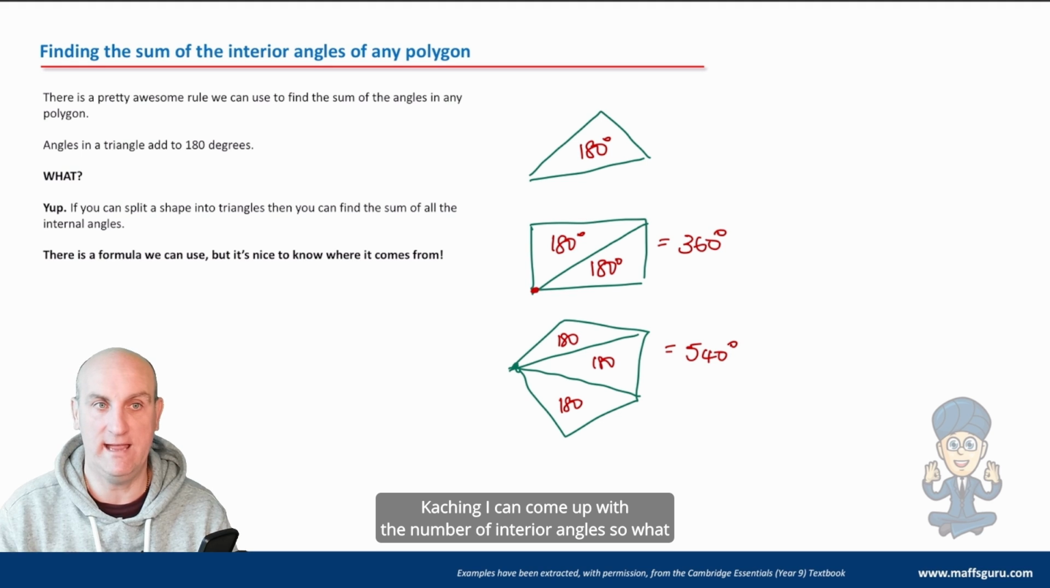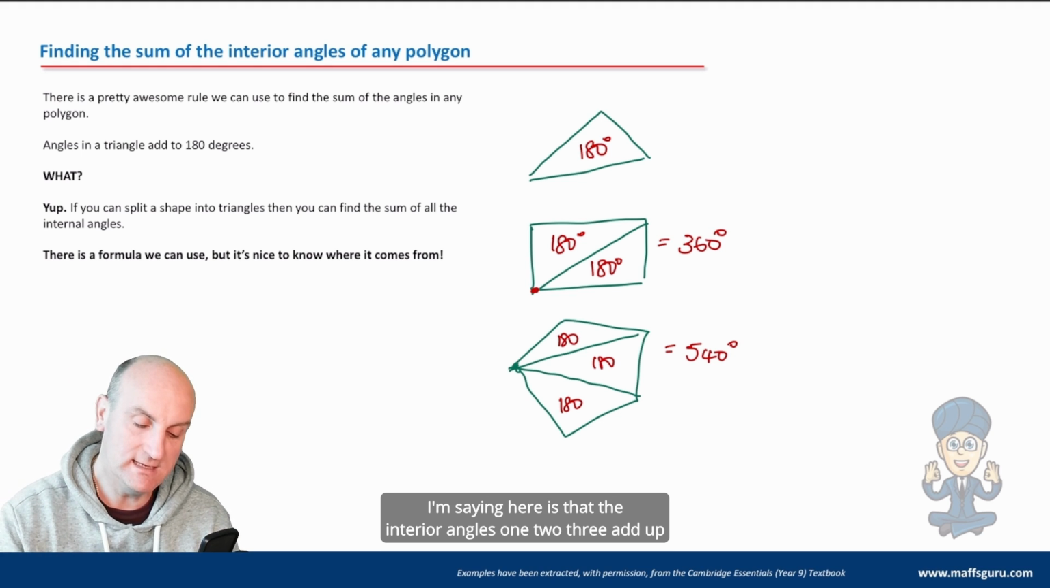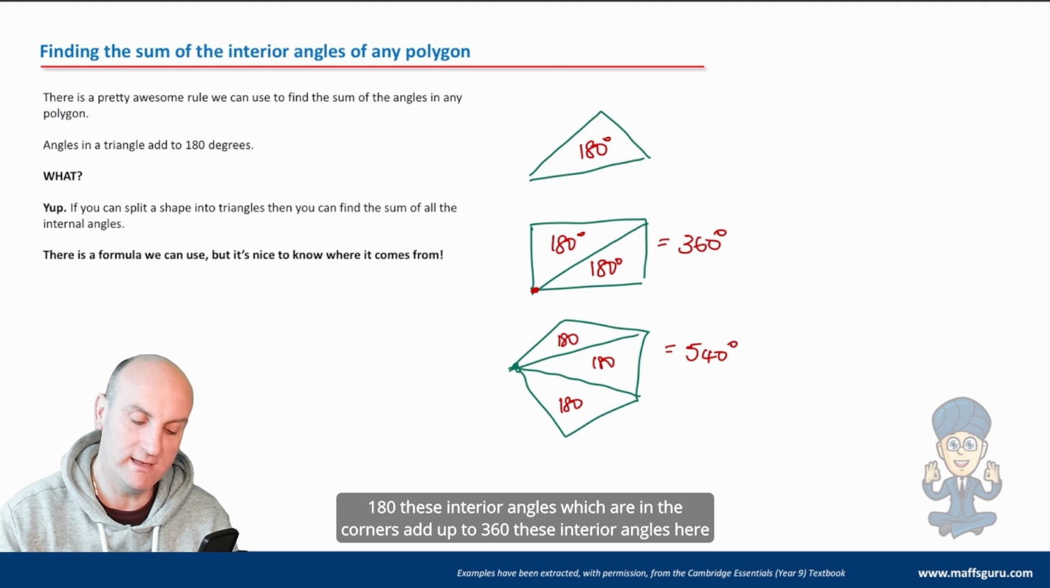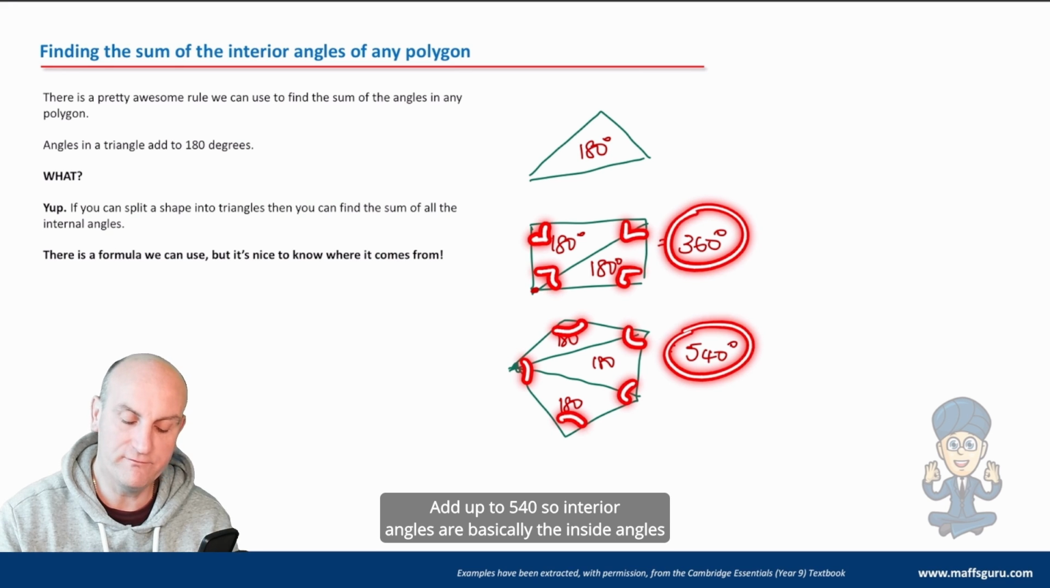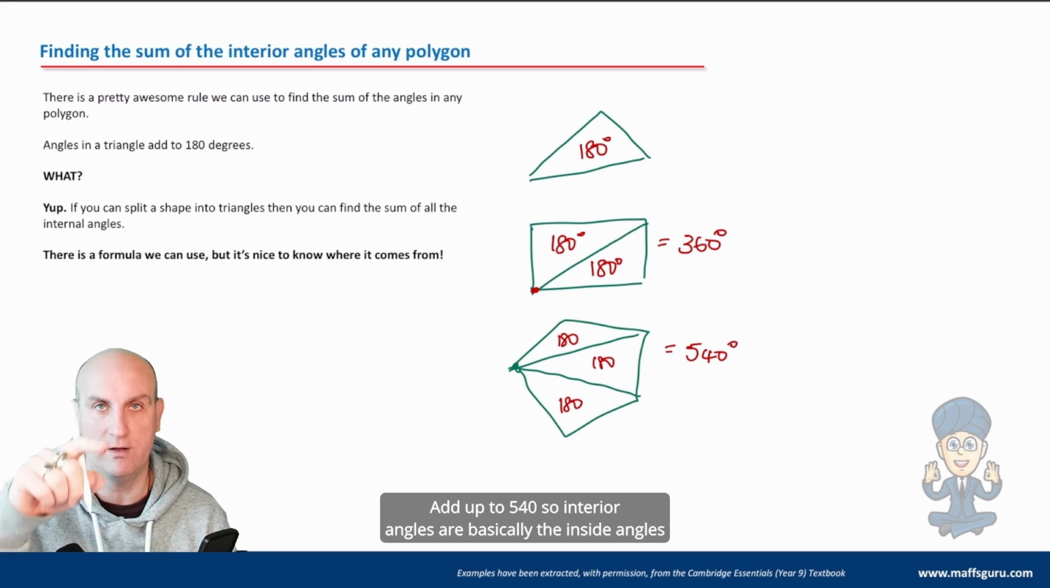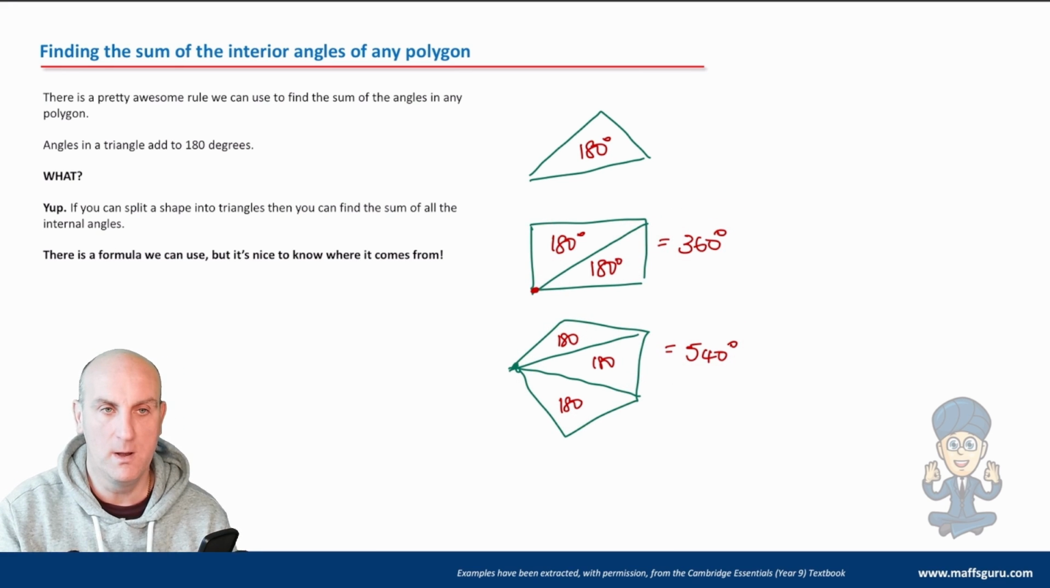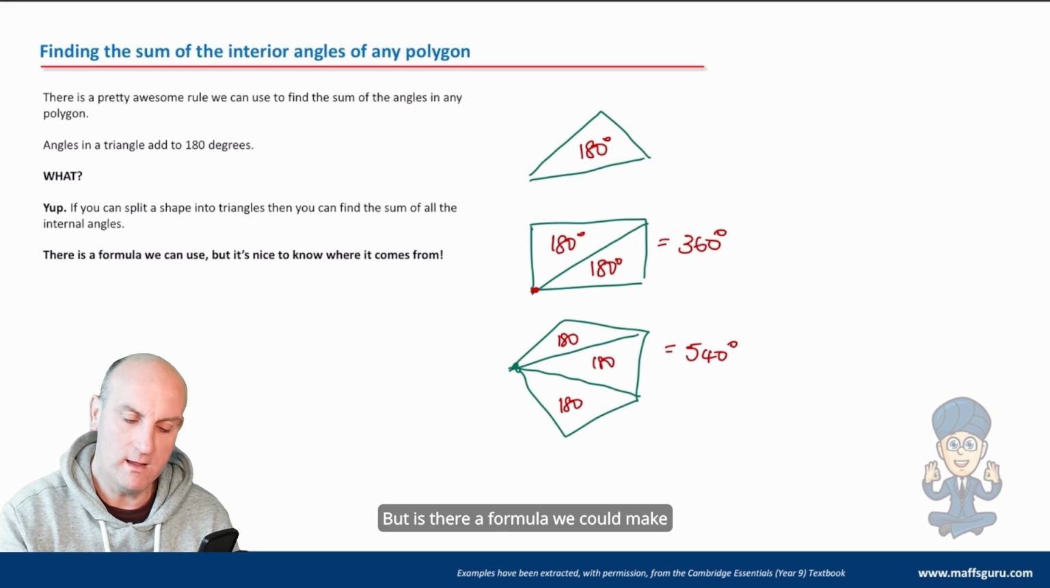So what I'm saying here is that the interior angles, 1, 2, 3, add up to 180. These interior angles, which are in the corners, add up to 360. These interior angles here add up to 540. So interior angles are basically the inside angles. But is there a formula we could make?